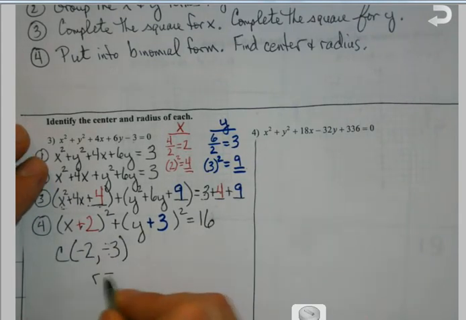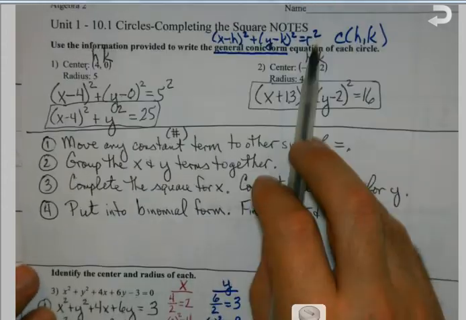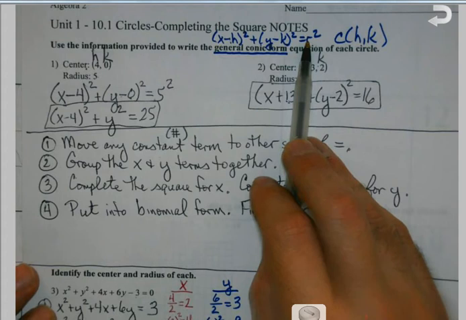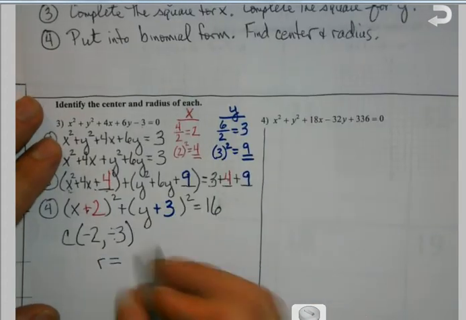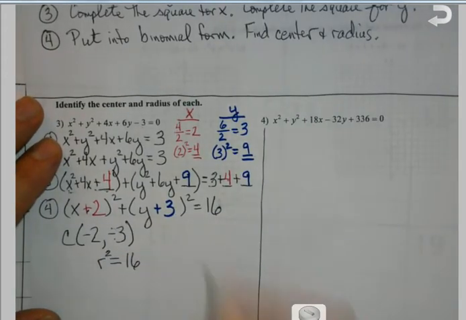And my radius, because remember, in the general form, this number is the radius squared. So 16 is actually my radius squared.